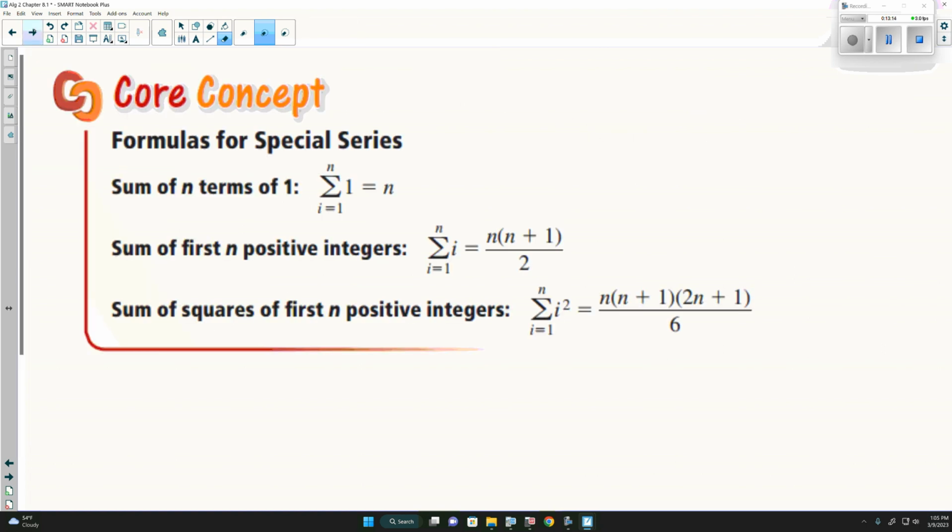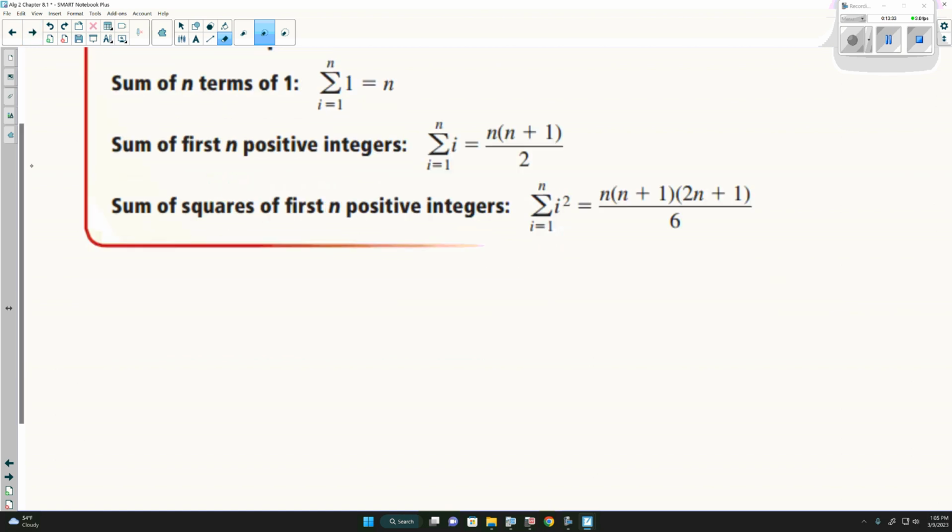Now there are certain formulas that are what we call special series. The first one, the sum from 1 to n of 1 is just n. So if we add 1 to itself n number of times, we'll just get however many times we added it together.